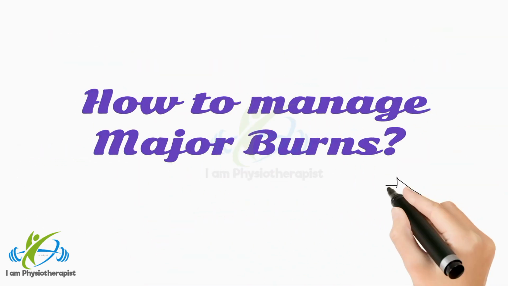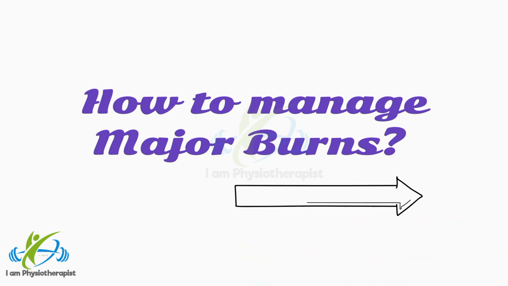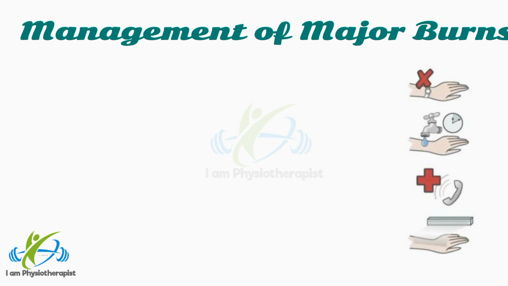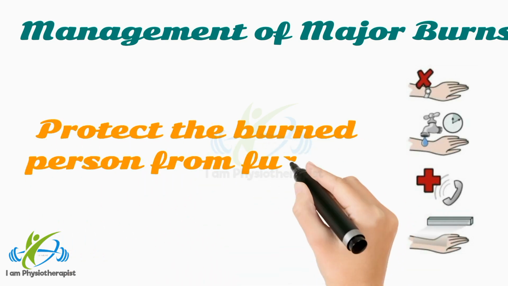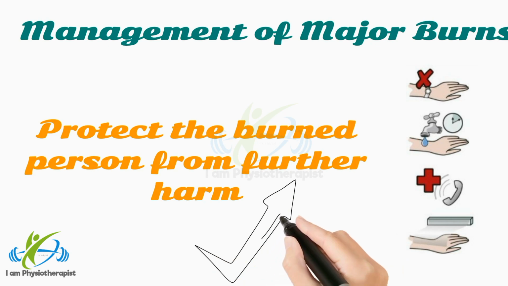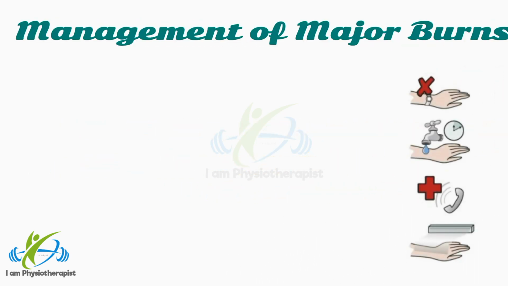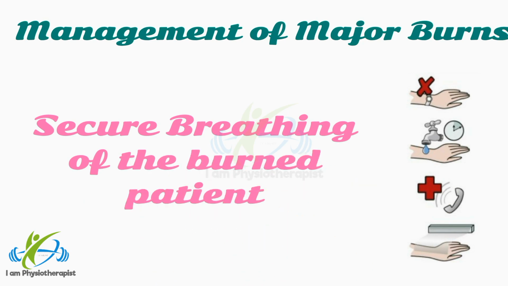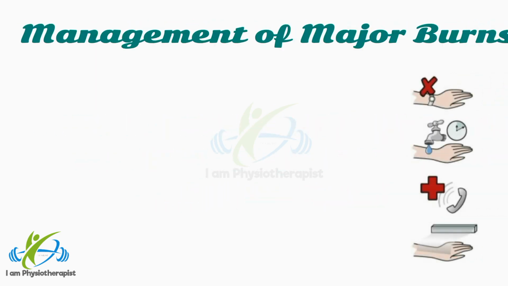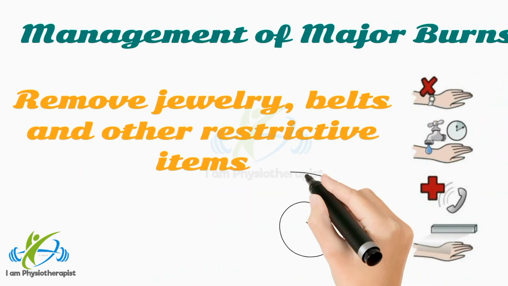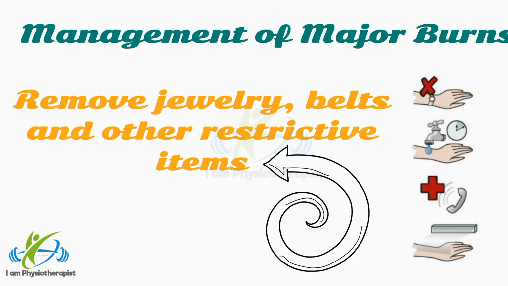How to manage major burns. Try to protect the person from contact with the source of the burn. For electrical burns, make sure that the power source is off before you approach the burned person. If needed, begin rescue breathing if you know how to do CPR. Remove jewelry, belts, and other restrictive items, especially from around burned areas and the neck, because burned areas swell rapidly.